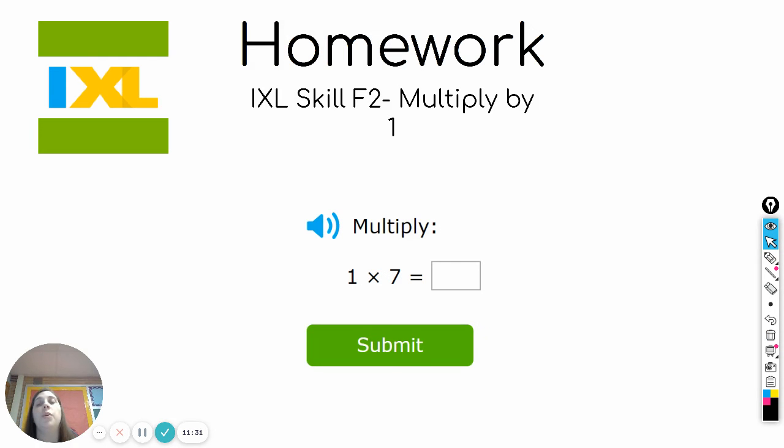Now we're to the part where you're going to work on your homework alone. It's IXL skill F2, which is multiply by 1. So all of your equations are going to look similar to the one that's on the screen right now, where you are multiplying a number by 1 and you have to figure out what it equals. So we know that 1 times any number is going to equal that number. So if it's 1 times 7, my answer is going to be 7. Okay, go ahead and begin.